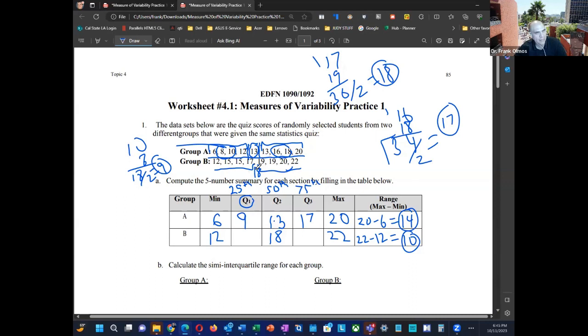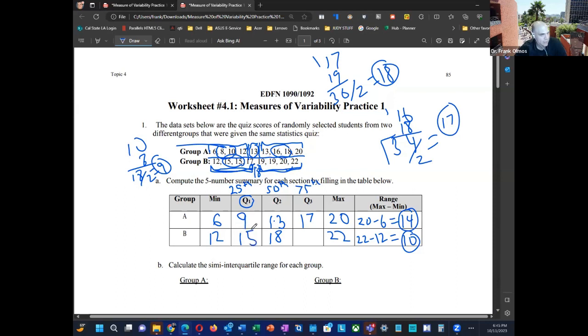So you already know that the median is there. You can just take the set of numbers below 18 and find the median of those, and then do the same for those above 18. Since there is an even set of numbers, you get the middle two, add them together, and divide by 2. Since they're both the same, it's going to be 15. So Q1 is going to be 15.